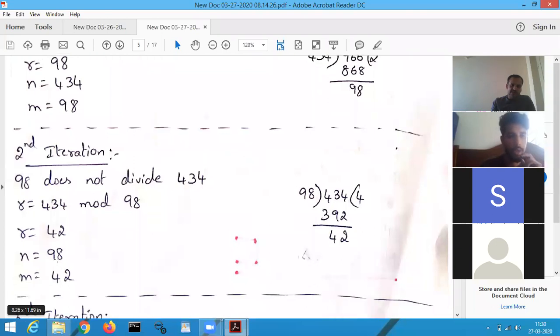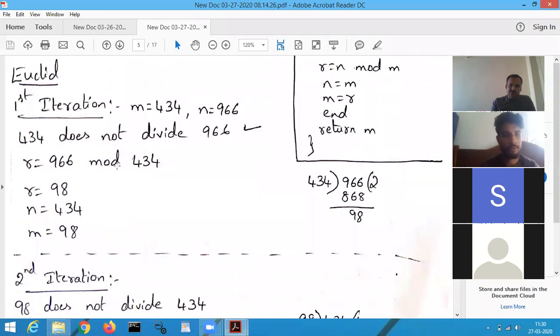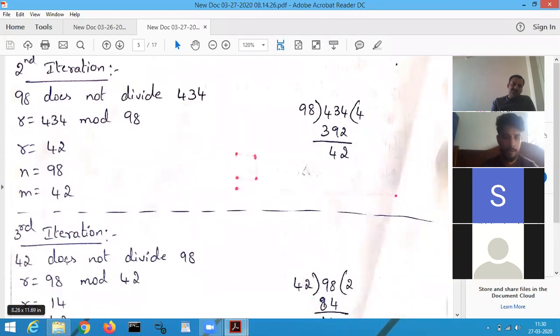Now let us take N is equal to M. N is equal to M is the old value of M. The old value of M is 98. That will get copied to N. Then the next step is M is equal to R, the recent value of R. M is equal to 42. Now let us go to the third iteration.